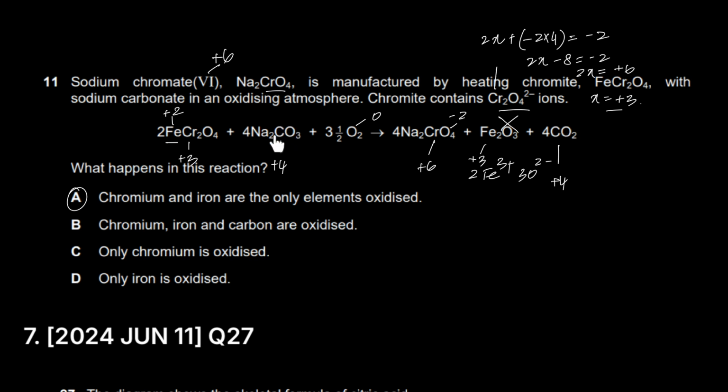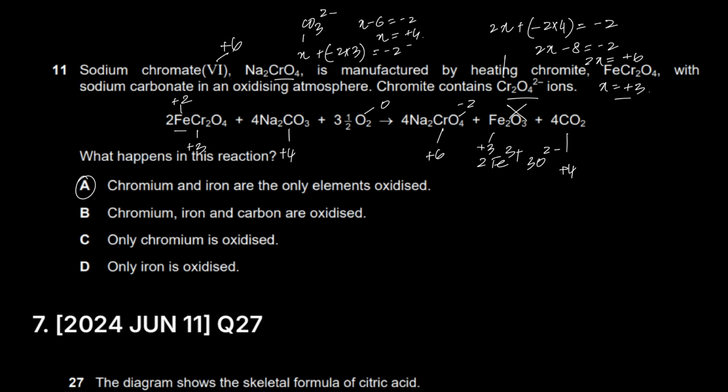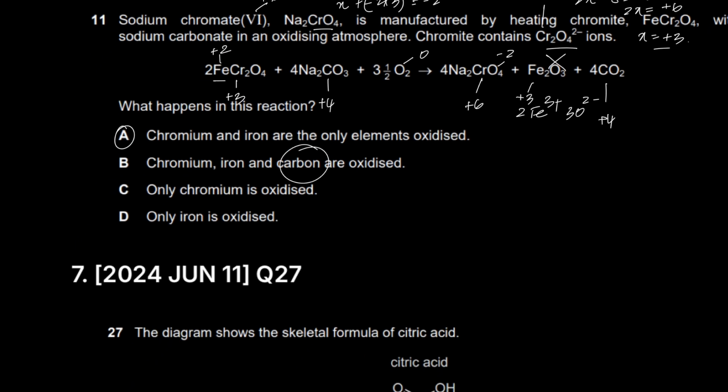Similarly here, it's the carbonate ion, CO3 2 minus. You can calculate carbon here. Carbon is X, oxygen is minus 2, times 3. You have 3 oxygens, add them together. Overall oxidation number of an ion is its charge. X minus 6 equals minus 2, X equals plus 4. So carbon did not change. So that's why carbon is not oxidized. Carbon is the same. Chromium is oxidized.